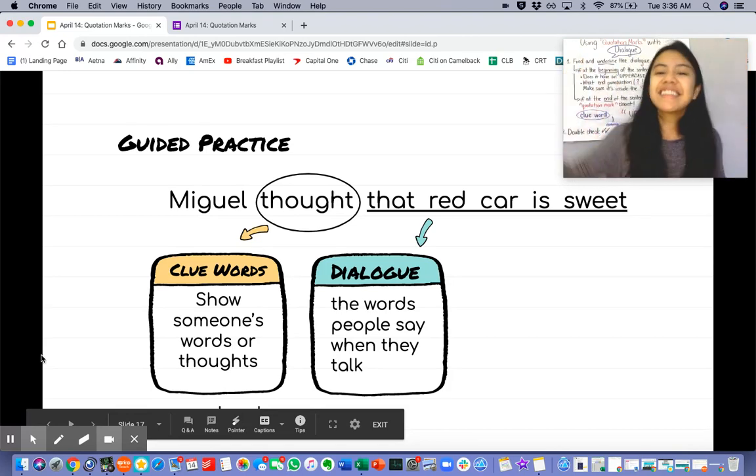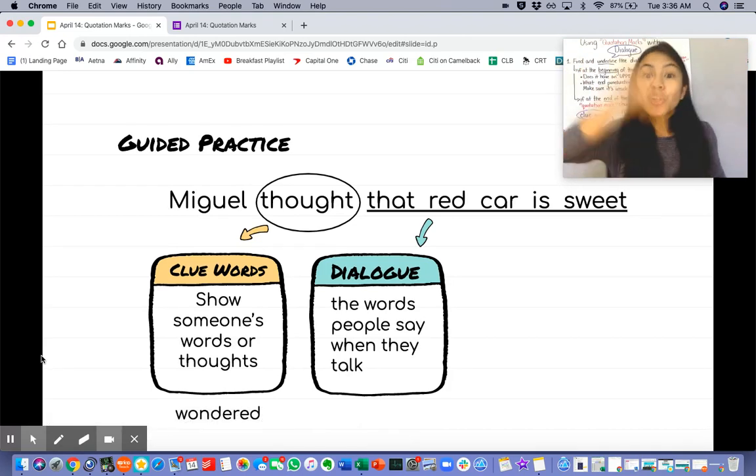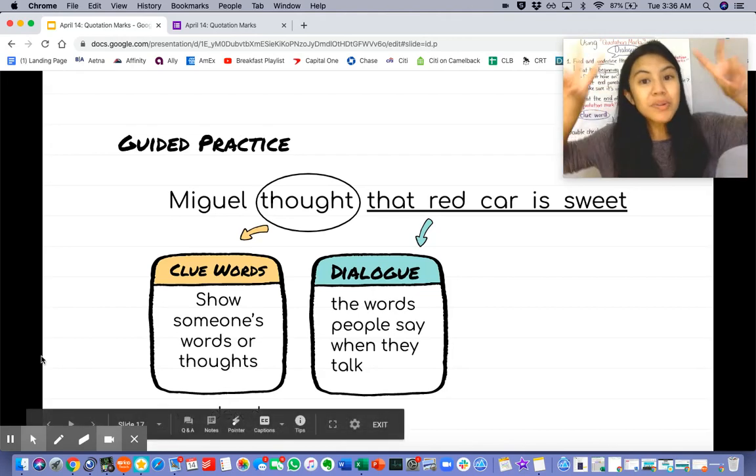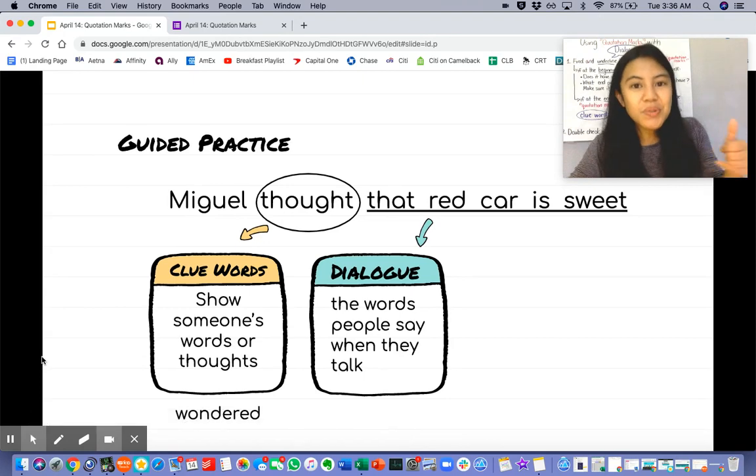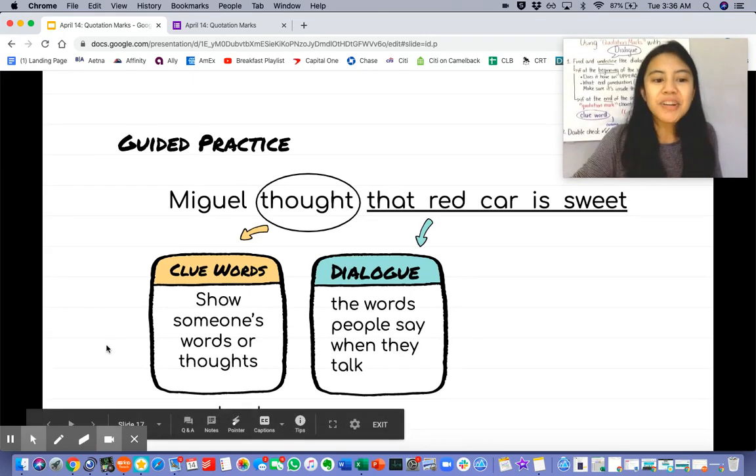Yes, let's say it together. Clue word, comma, quotation mark, uppercase letter. Let's use those rules to fix our punctuation and uppercase letters.